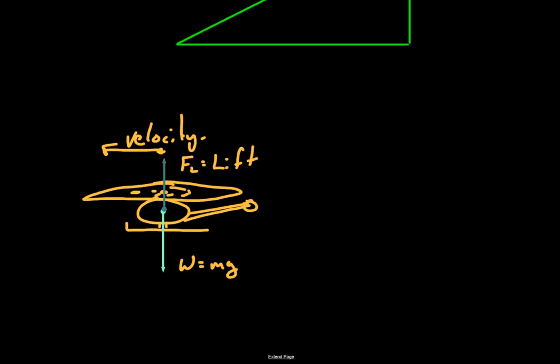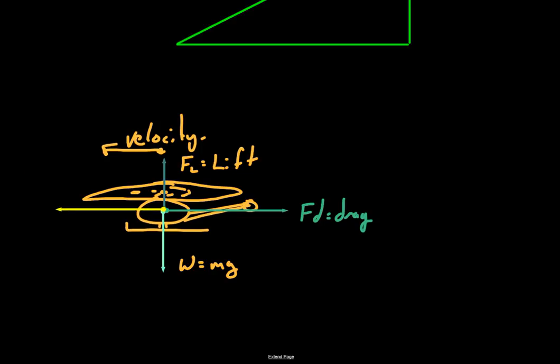If the helicopter is moving, there's going to be some wind resistance or drag. We'll call it drag. So we've got that going. F_D, that's drag. And then if we have drag, we must have a forward push on this helicopter as well. We'll call that the thrust.